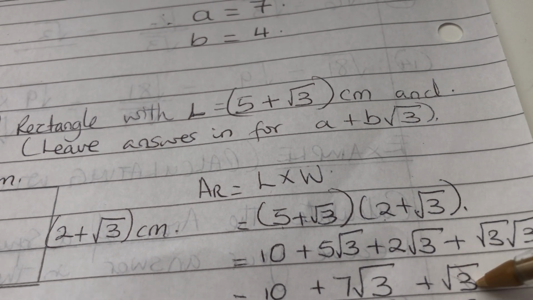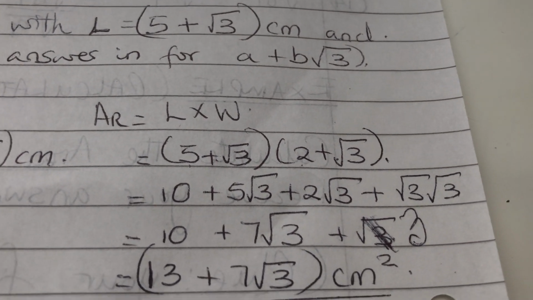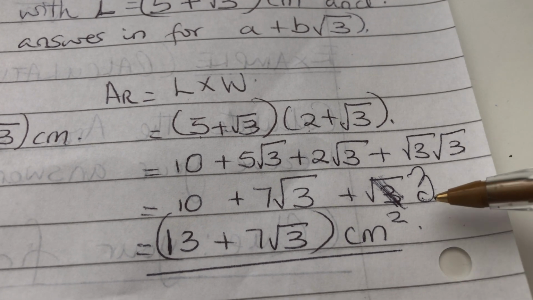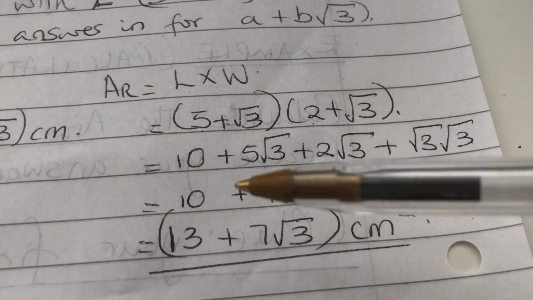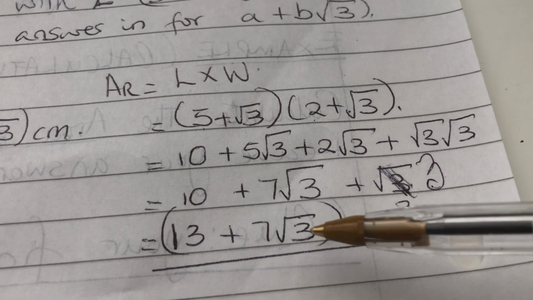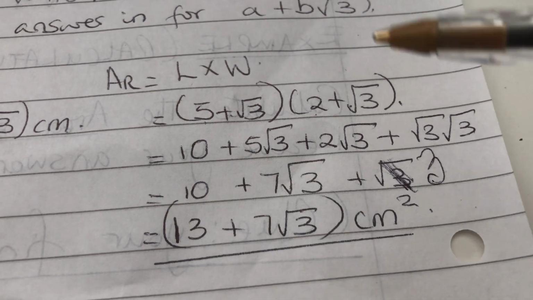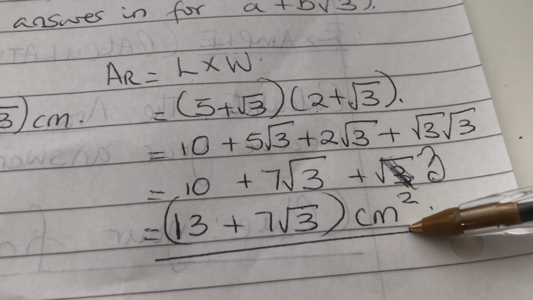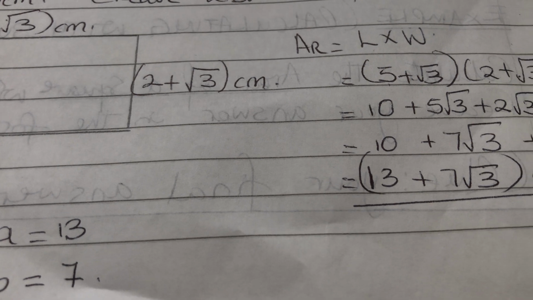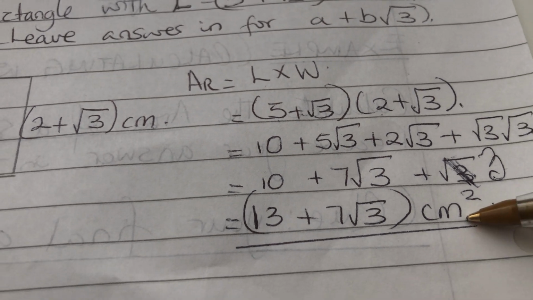So this is not √3. That is just 3. This is where you should follow my note. This √3 times √3 is 3. So now 10 plus 3 is 13, plus 7√3. And then all this is centimeters squared, because the unit of area of a rectangle will be centimeters squared. Most of the time they give it to you on your answer sheet, but if you don't have it, remember to write it.